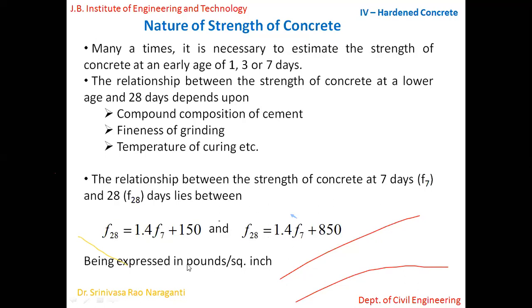The units, be careful, guys. You're talking about pounds per square inch. This is the strength of the concrete we get. It's not in MPa, it's not in Newton per mm square. That means if you know the strength of concrete at 7 days, you can compute it for 28 days using these equations. The value lies between this value and this value.